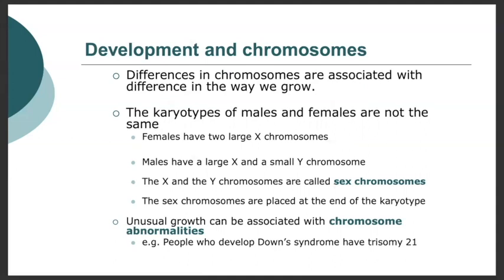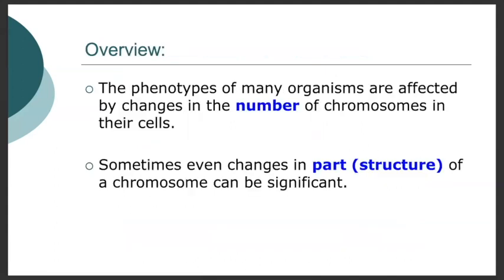Differences in chromosomes are associated with differences in the way we grow. The karyotypes of males and females are not the same. Females have two large X chromosomes and males have a large X and a small Y chromosome, as I showed in the previous slide. The X and Y chromosomes are called sex chromosomes, while the rest are called autosomal chromosomes. Unusual growth can be associated with chromosomal aberrations. People who develop Down syndrome have trisomy 21, an extra chromosome on chromosome number 21.